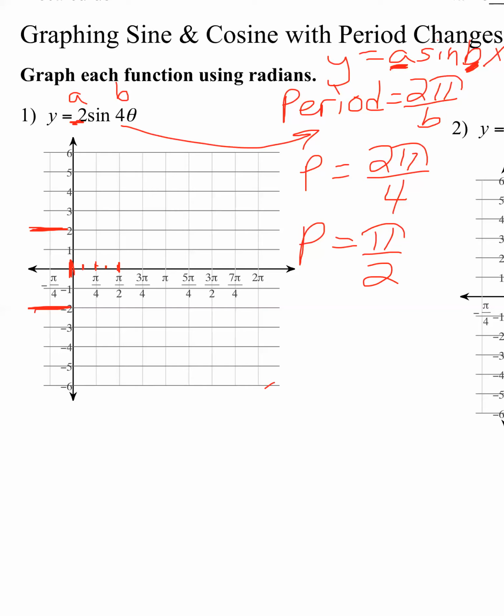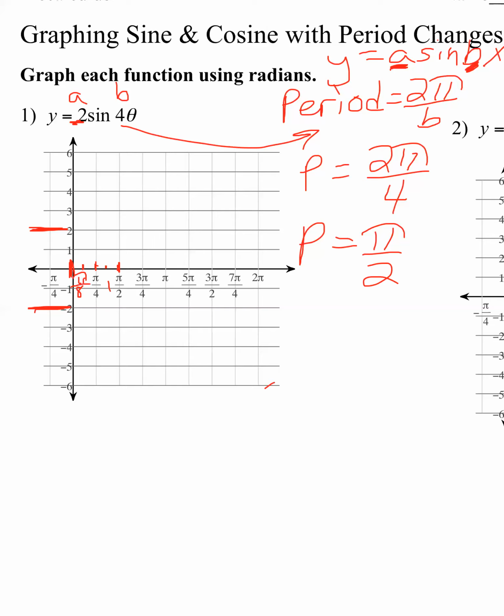Let's see if I can squeeze in a pi over 8. Oh, I'm still in rectangle. Whoops, hold on. Let's get back to pen. So that value right there is going to be pi over 8.